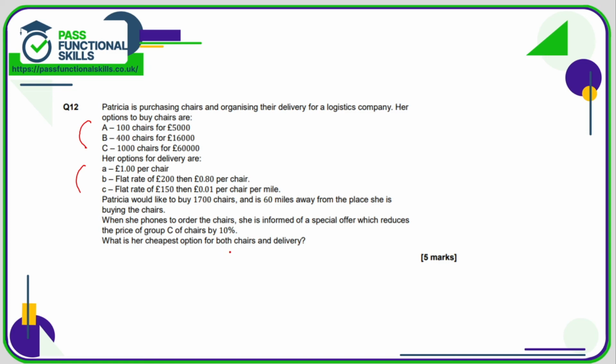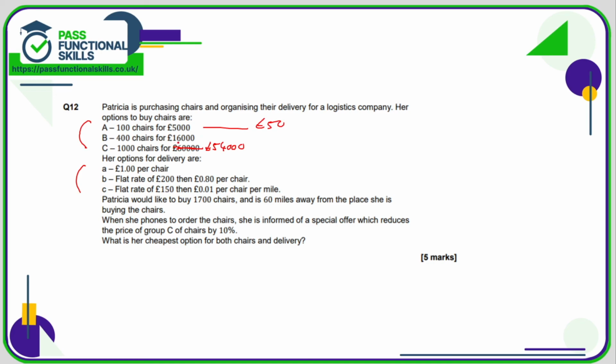Now, the key thing to begin with is that the group C is 10% off. 10% of 60,000 is 6,000, so subtract 6,000, that turns this one straight away into 54,000. So let's think of the purchasing of chairs. Now, first of all, what is the best value for money? Well, 100 chairs, £5,000, so therefore the price per chair is going to be 5,000 divided by 100, so that works out as £50 per chair.